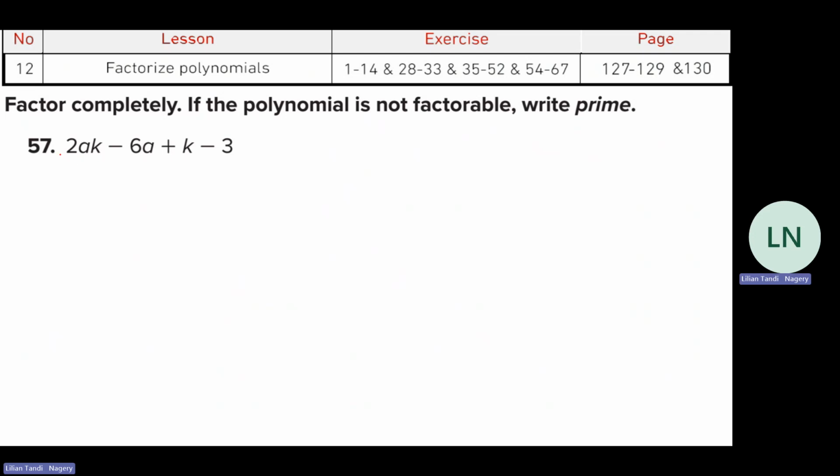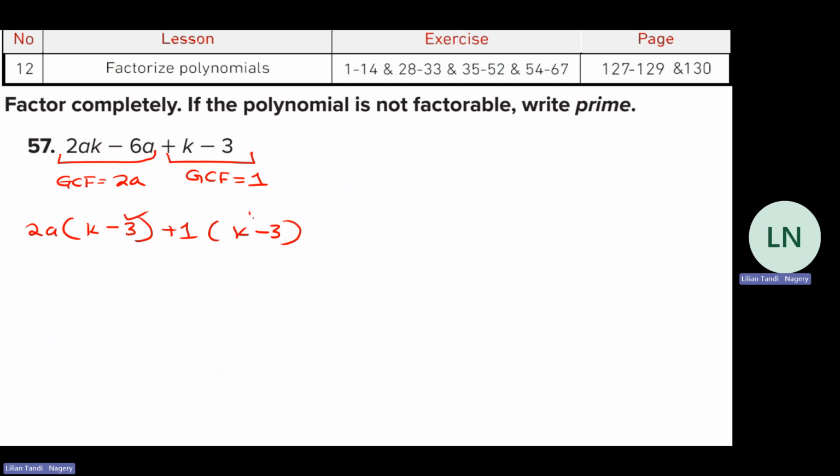So I group them. GCF here is 1. GCF here is 2A. So if 2A is outside here, you'll have K minus 3. And GCF is 1, so you put plus 1. K minus 3. My brackets are the same. 2A plus 1, K minus 3. Box your answer.